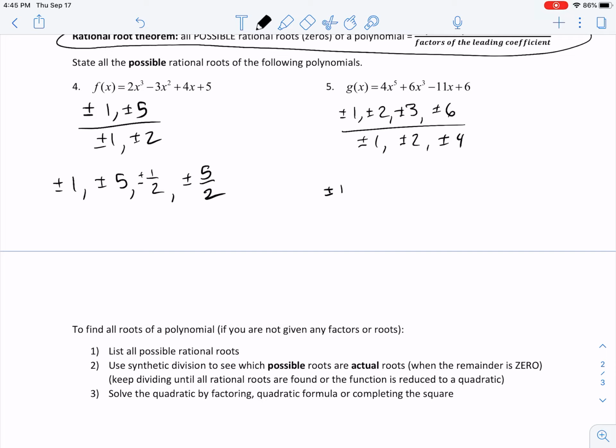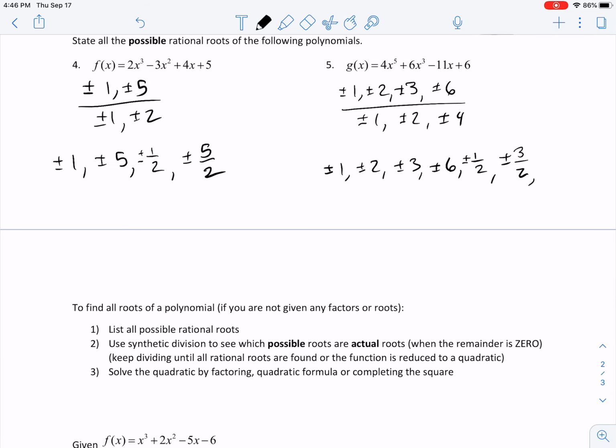I'm going to divide everybody by 1. And now I'm going to divide everybody by 2. So I now have the plus or minus 1/2. 2 divided by 2 is 1, I've already written that down. 3 divided by 2. 6 over 2 is 3, which I've already written down. And now I can divide everybody by 4. So I have plus or minus 1/4. 2 over 4 is 1/2, I've already written that down. 3, I have not written down 3/4. And then 6 over 4 reduces to 3 over 2, which I already have. So that is my list of possible rational roots.